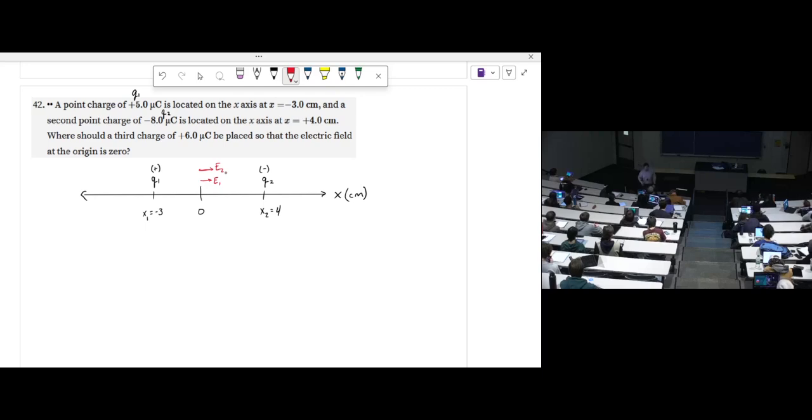The third charge that we're trying to place here, let's call it Q3, is positive. So do we expect this positive charge to lie on the positive x-axis or the negative x-axis, and why? Positive. Why, Andrew? Oh, sorry. Positive. Why, Andrew's neighbor?